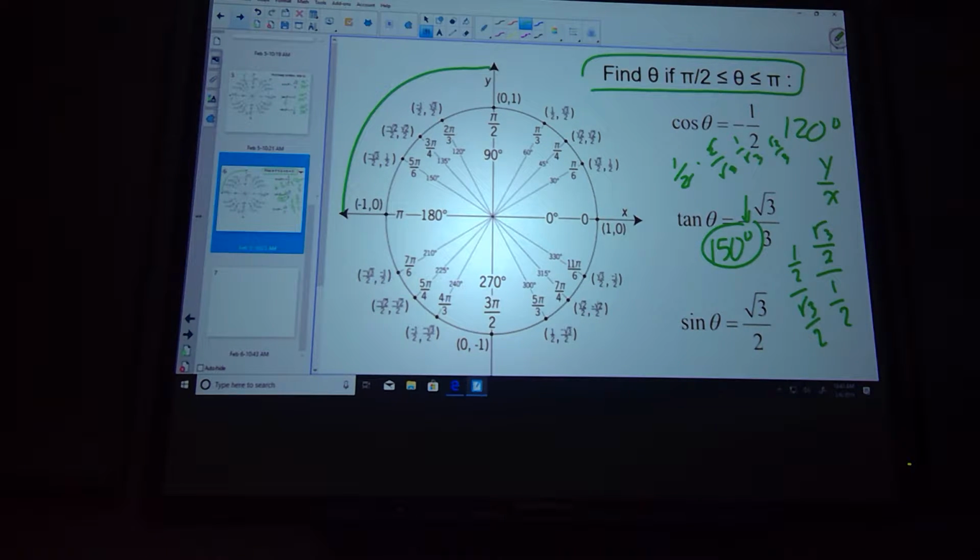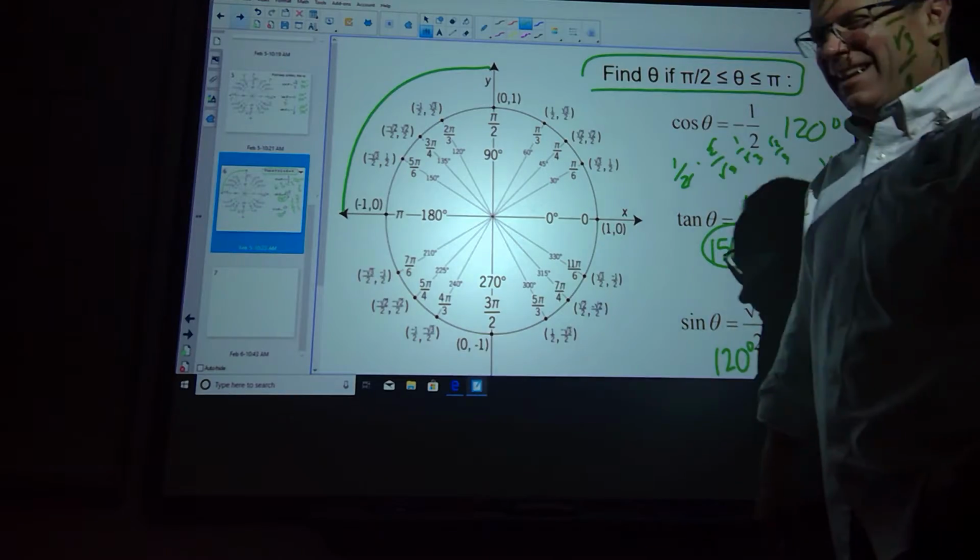So I'm looking at quadrant 2. Is sine positive in quadrant 2? Yeah, because all students. Okay, so what y value has a √3 over 2? 120. Nice, Sam. Got the delay.